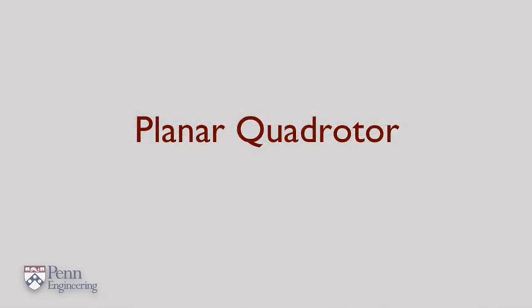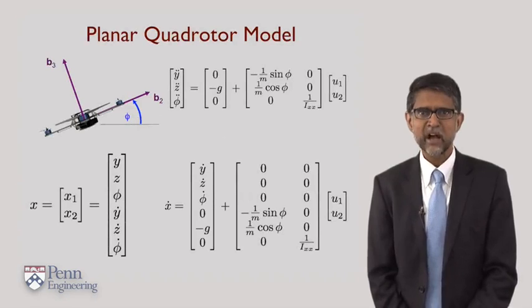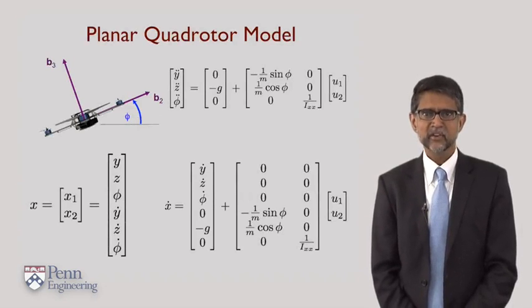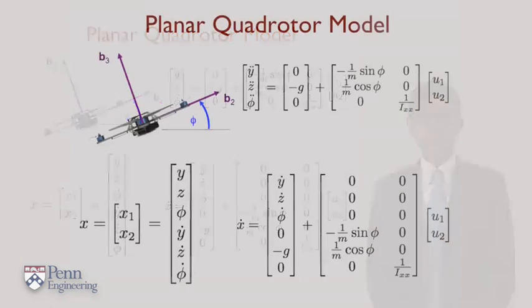Now that we understand how to write the equations of motion for a quadrotor, let's turn our attention to the model for a planar quadrotor. The equations of motion that you saw earlier have now been rewritten in the form that you see here. At the bottom, you see the state space description of the quadrotor, the 6x1 vector, and at the bottom right, you see the derivative of the state vector.